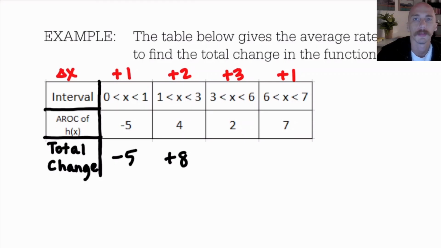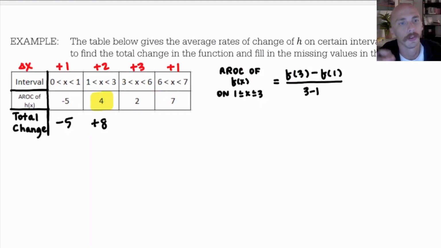to the side here. So what I'm saying is, if the average rate of change of this function f of x on the interval 1 to 3 is 4, then that means that 4 is equal to that fraction over there, f of 3 minus f of 1 divided by 3 minus 1. So I could say, over here, equals 4.